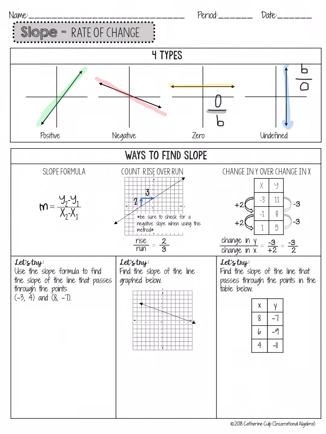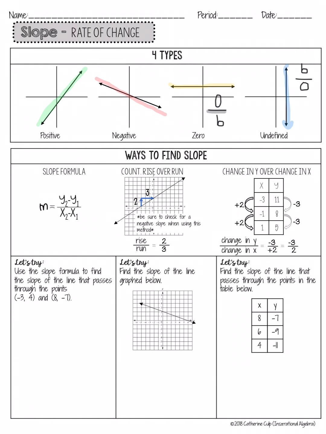Lastly, we can look at a table. We can find the change in y. So I start with the y's. From 11 down to 8, we're subtracting 3. From 8 down to 5, we're subtracting 3. So my change in y is negative 3. My change in x, I'm going from negative 3 to negative 1. I'm going up 2. Negative 1 to positive 1, up 2. So I end up with negative 3 over 2, which I leave as negative 3 over 2.